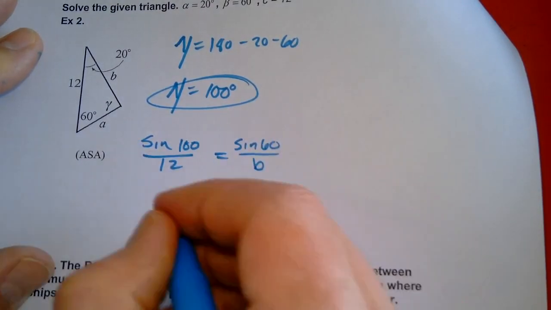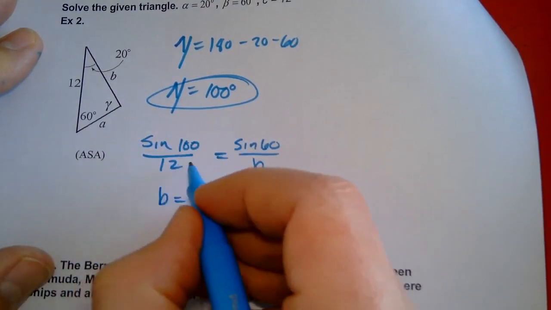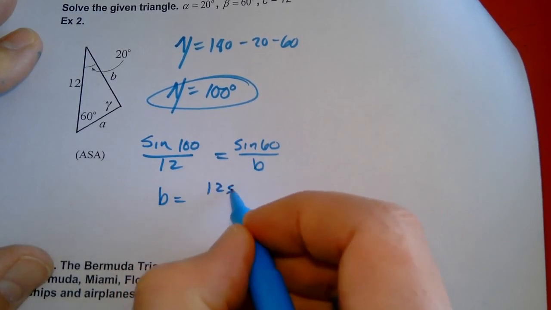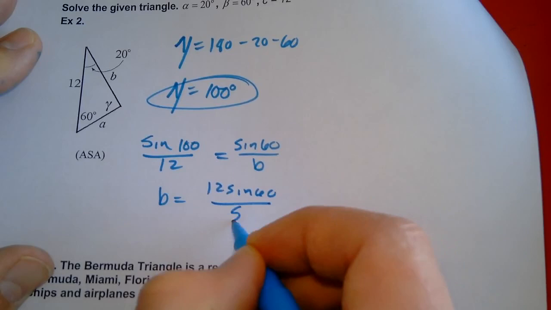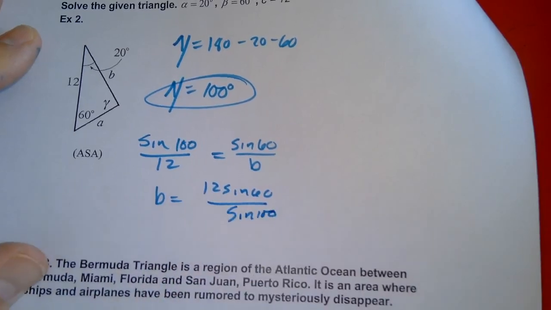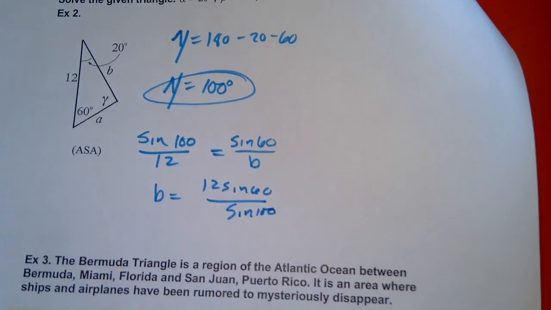Again, you can cross multiply and solve. If you're really good and you just want to say, well, I'd take 12 times sine of 60, and b times the sine of 100, and I divide by sine of 100, that's usually what I do, is I'll just go right to that step. Just don't make any silly mistakes on quizzes and tests. You need to write it out.